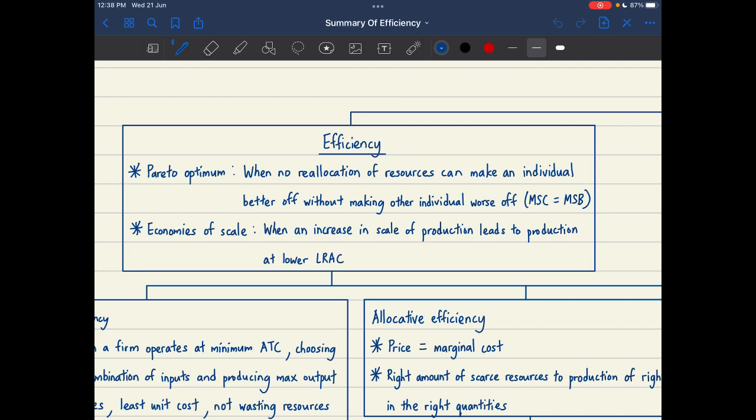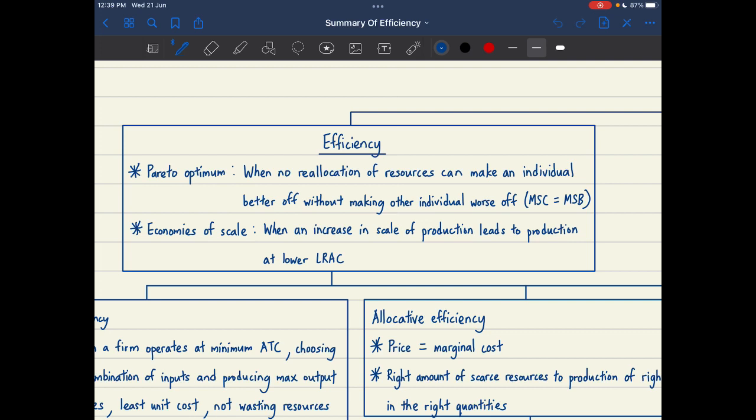Pareto optimum is when no reallocation of resources can make an individual better off without making other individuals worse off. Which means that, let's say I'm enjoying something, but not at the expense of somebody else. Let's say I can enjoy something without having other people pay for it. Like, I'm enjoying music, for example, but I won't be disturbing my neighbors. Then my neighbors will not be worse off in this case.